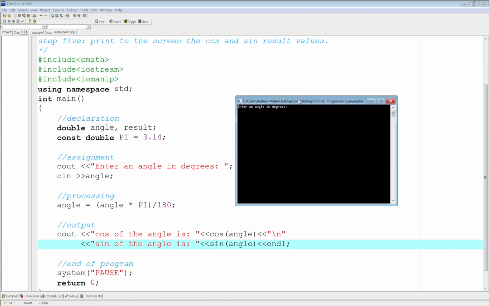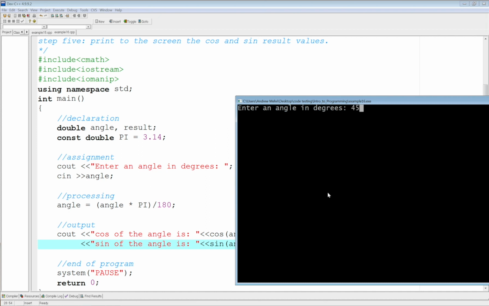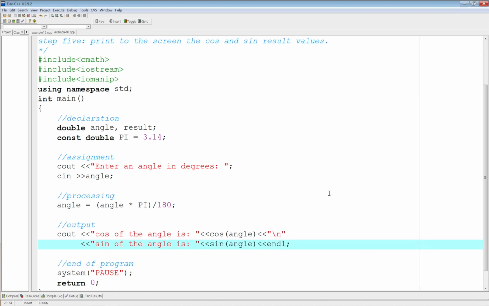As you can see here, every time I'll have to change the properties here, so this looks a little larger for us to see. And let's enter that 45 degrees that we know. And sure enough, we get the right results. So we get cosine of the angle is 0.7, sine of the angle is 0.7. So without getting into the details of, again, setting the precision and what have you, you can see that I've used a lot less variables to solve the same problem.